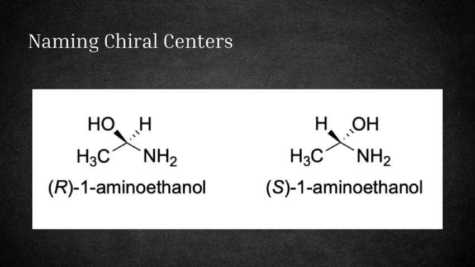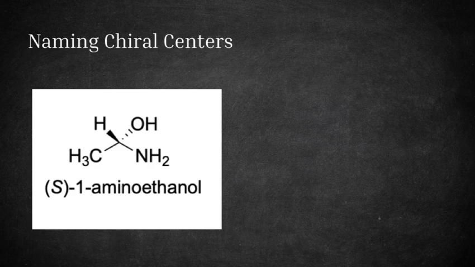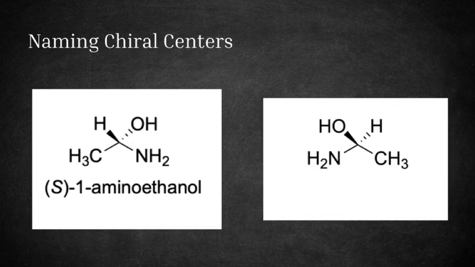Suppose we didn't name the R enantiomer first, and we wanted to determine the absolute configuration of the S enantiomer. The standard way to do this would be to rotate the molecule such that the lowest priority group, or the hydrogen, is on a dashed bond. From there, we can see that this molecule has the absolute configuration S.